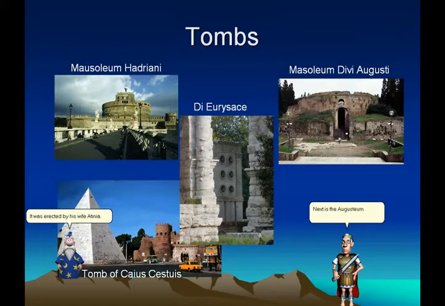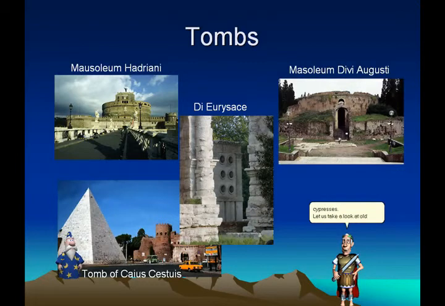Next is the Augustum. This vast tomb, built by Augustus as a mausoleum for himself and his family, was inspired by those of the Etruscans. Originally the enormous circular edifice was surmounted by a conical mound of earth, 44 meters high and planted with cypresses.